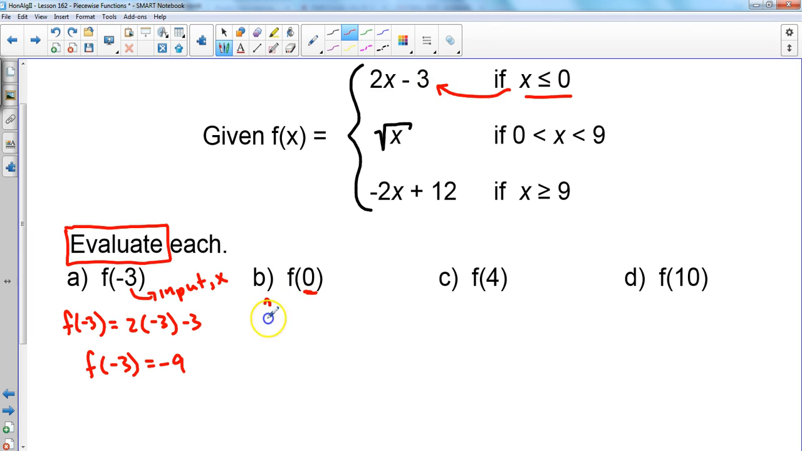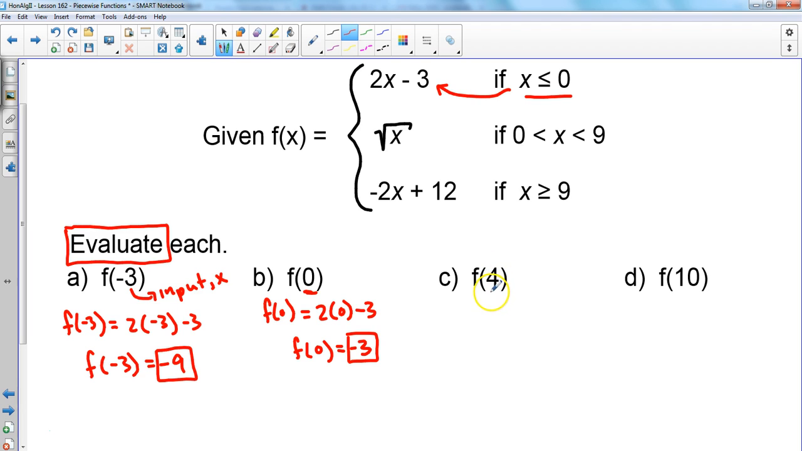I know f of 0, when I plug that in, I'm going to plug it into 2x minus 3, so that's equal to 2 times 0 minus 3. And so f of 0 for this piecewise function is equal to negative 3. So when we evaluate, we're just trying to find out what y value corresponds to that particular input value.